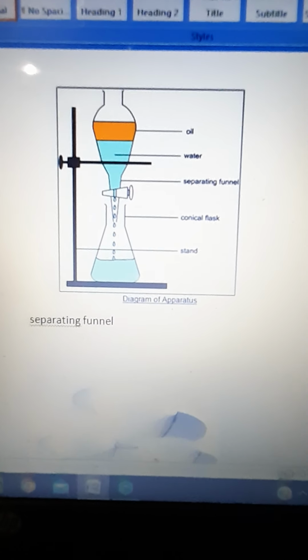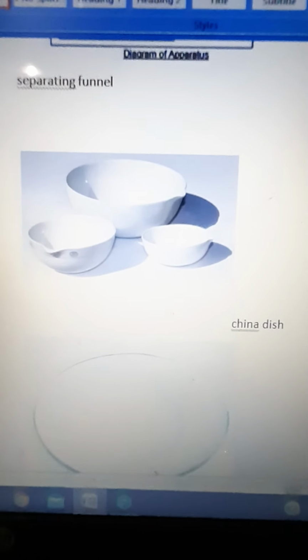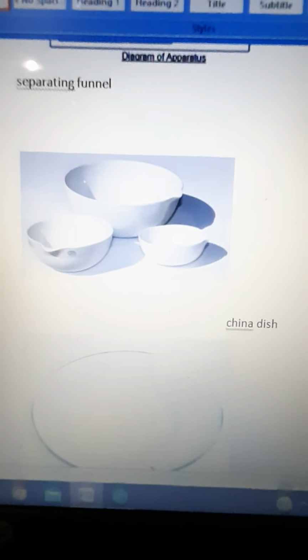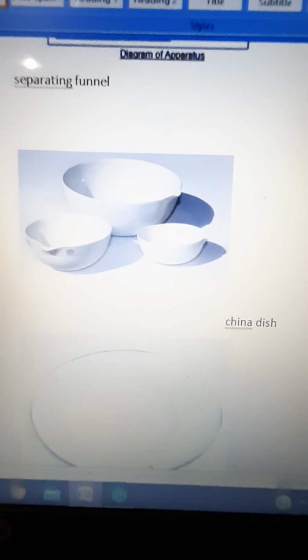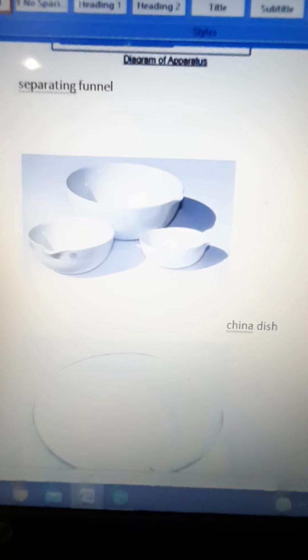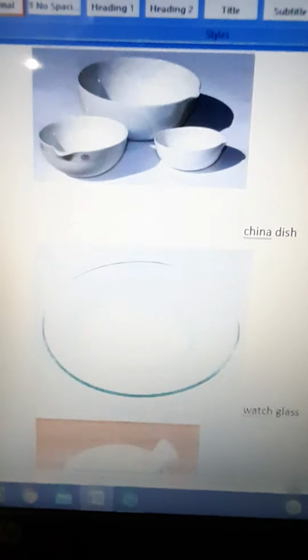The next equipment is the china dish. China dishes are just like the katoris we have in the kitchen. They are of different sizes, they are made of porcelain, and we keep the chemicals, but especially the powdered chemicals, in the china dishes. Other than the china dishes, we also have the watch glass.